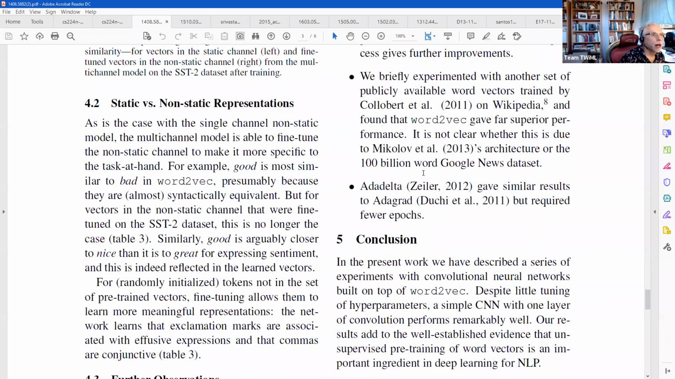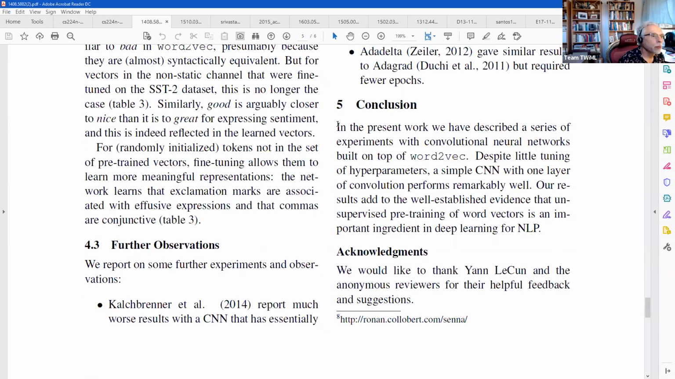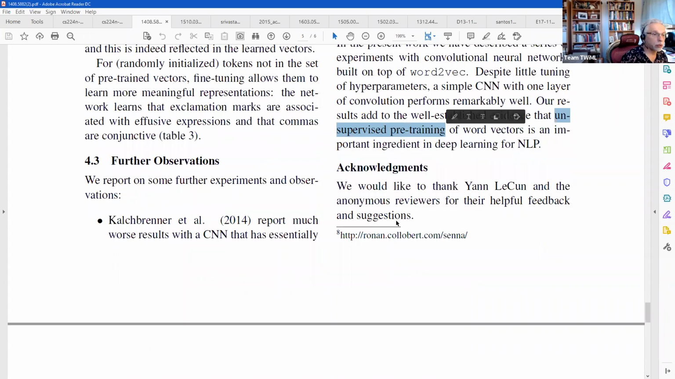Static versus non-static. The thing we should do now is look at the conclusion. "In the present work we have described experiments with convolutional neural networks built on top of word2vec." And here's the kicker. He says, "Despite little tuning of hyperparameters, a simple CNN with one layer of convolution performs remarkably well. Our results add to the well-established evidence that unsupervised pre-training of word vectors is an important ingredient for deep learning and for NLP." So that means he found that pre-training those word vectors was necessary to get really good results.